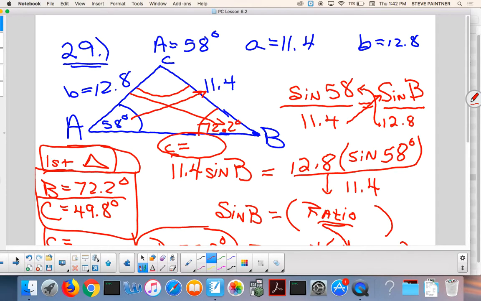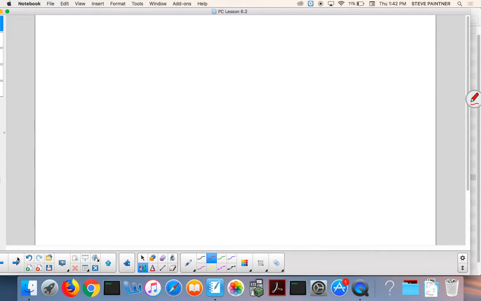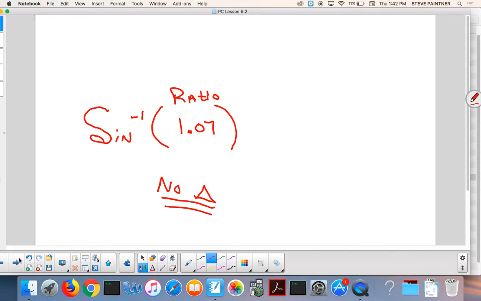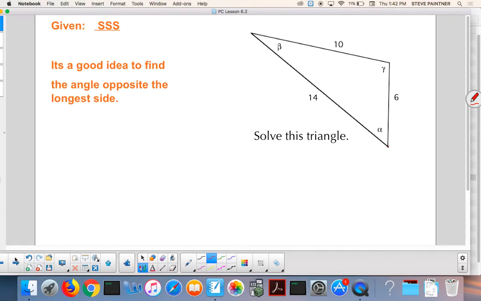Okay, here we go. So what's the other situation that you'd use law of cosine? Side, side, side. Side, side, side. Oh, this is law of cosine right away. Reason? You don't have any angles. You can't match a side up with an angle. So and it says here it's a good idea to find the what?